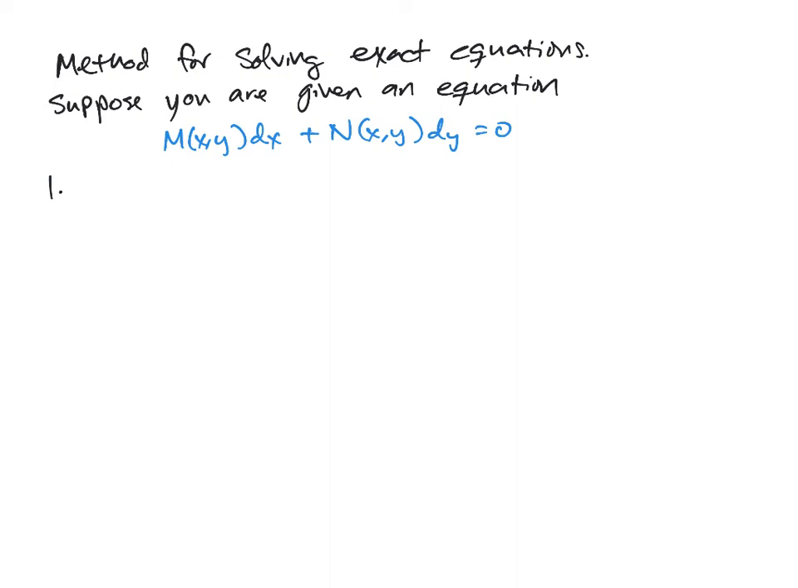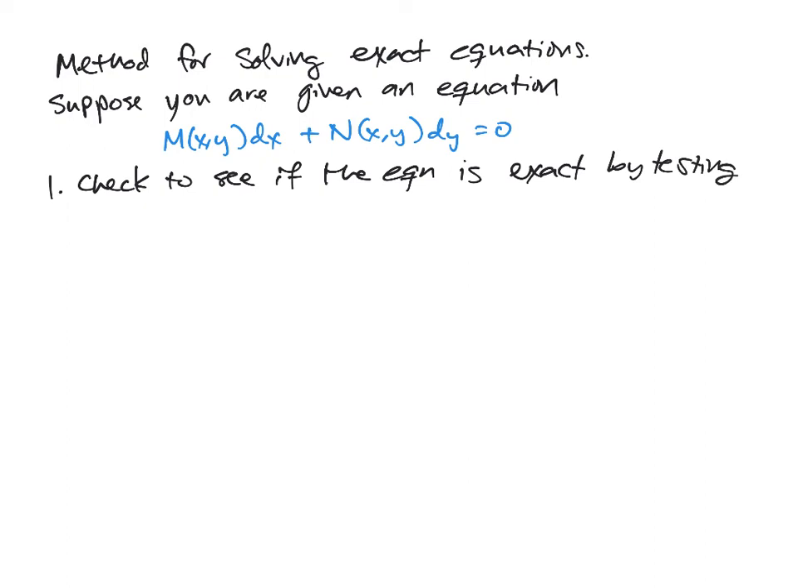So the first step, if you aren't already told that it's exact, you want to check to see if the equation is exact by testing the compatibility condition that we saw before, dM/dy equals dN/dx. Remember, you're basically checking to see if the mixed partials are equal.